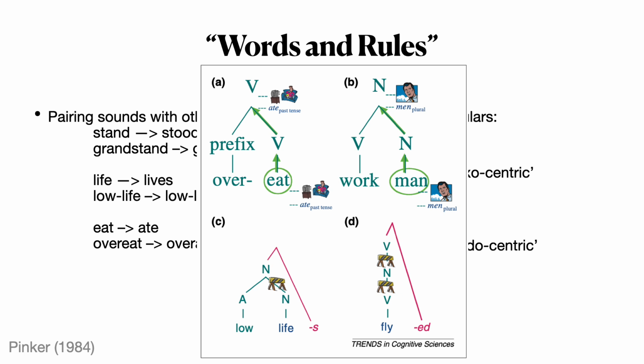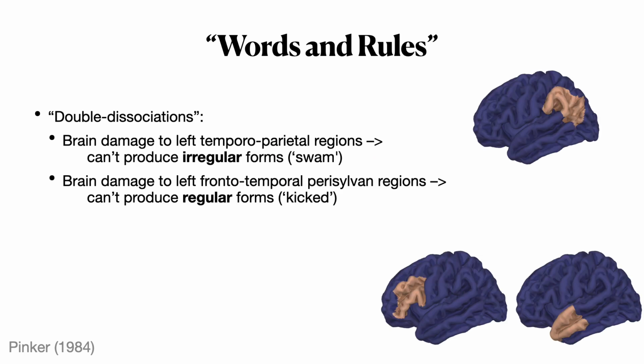The other thing that Pinker points out, which again, I will say as a neurolinguist is a little bit more complicated than this, but the kind of argument Pinker is giving here is interesting, right? The argument that Pinker gives is that we see in brain damaged patients a double dissociation between the production of regular forms and the production of irregular forms.